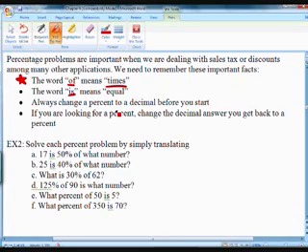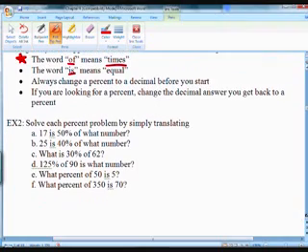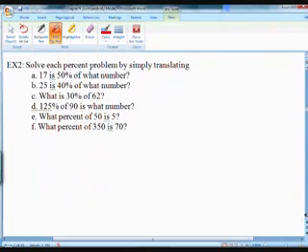Next one: always change a percent to a decimal before you start. That goes for any problem where you have to plug numbers in. You cannot leave it as 75%. You must change it to a fraction or decimal, preferably decimal. And finally, if you're looking for a percent, change the decimal answer you get back into a percent. We'll cover more of that later. You will probably need your calculator to make these a little easier.